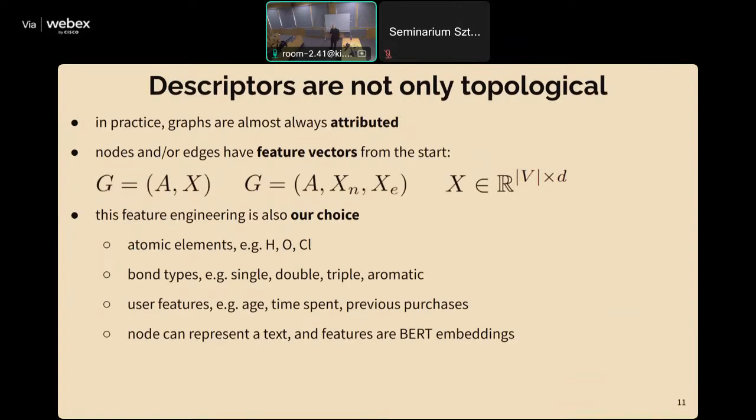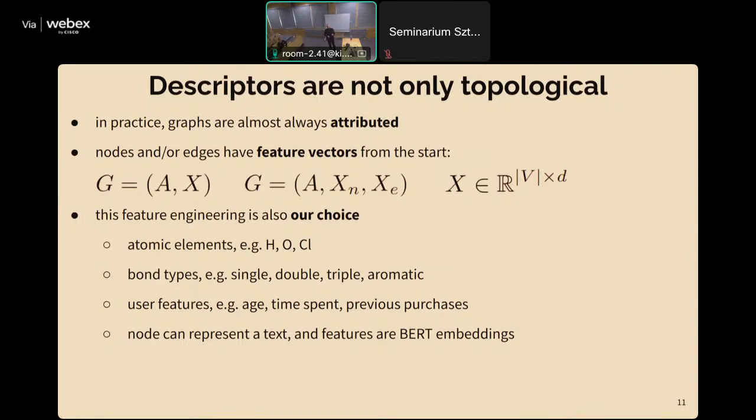And also, it should be noted that descriptors are not only topological, in fact, they are often not topological, because in practice, graphs are always, or almost always, attributed. So you have some attributes, some features that are very inherent to your domain. For example, for molecular graphs, we have atom types or bond types. Because, well, you can't do chemistry without knowing what atoms you work on, right? So this basically forms the feature vectors for your nodes or vertices. Node and vertex is also the same.